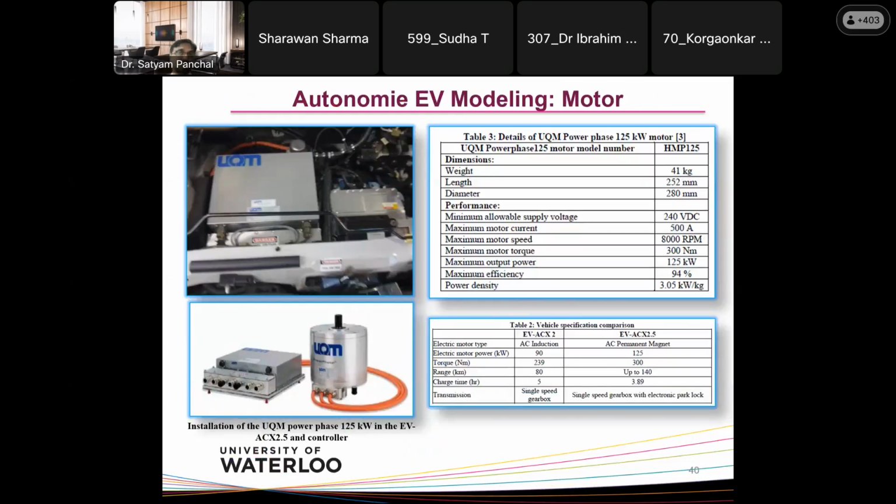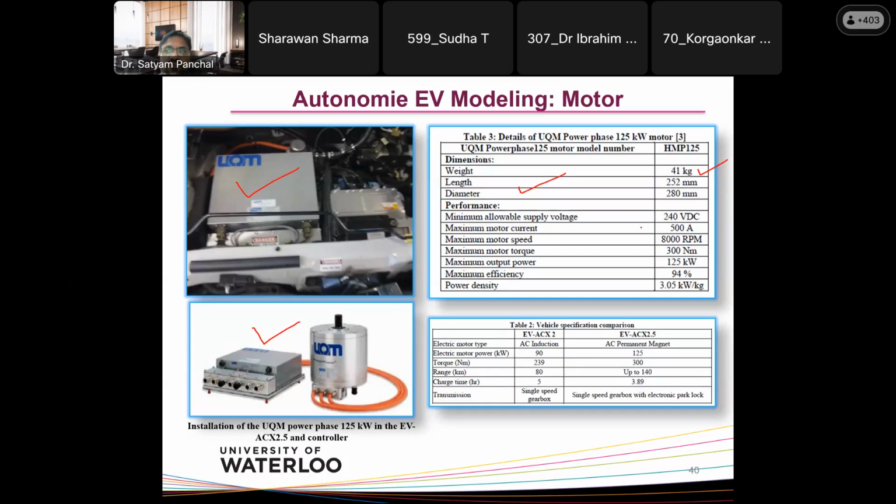After that, the motor parameters. Here you can see the UQM PowerPhase 125 motor, and the installation of the motor inside the vehicle. A typical picture of the motor with the controller is provided at the bottom. The weight of the motor is around 41 kilogram, and the length and diameter are provided.